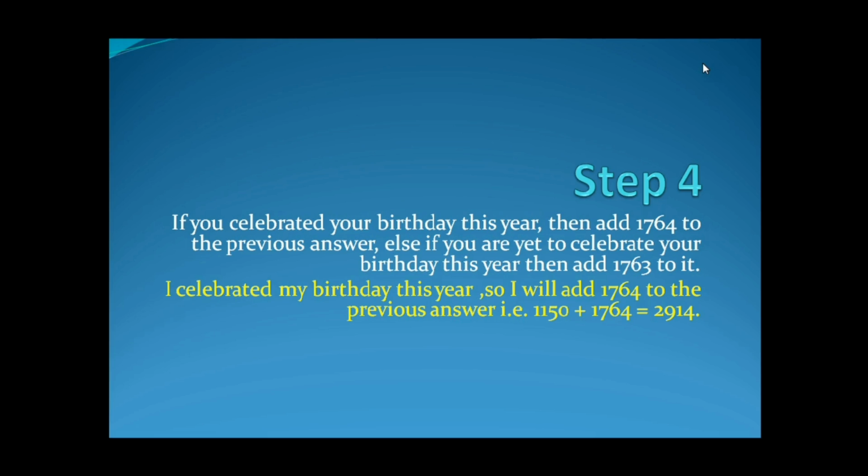Then step 4 is crucial. Well, if you have celebrated your birthday this year, then you need to add 1764 to the previous answer. Else, if you are yet to celebrate your birthday this year, then you need to add 1763 to the previous answer. For the purpose of this example, say I celebrated my birthday this year in June. So I will add 1764 to the previous answer. That is 1150 plus 1764, which is 2914.